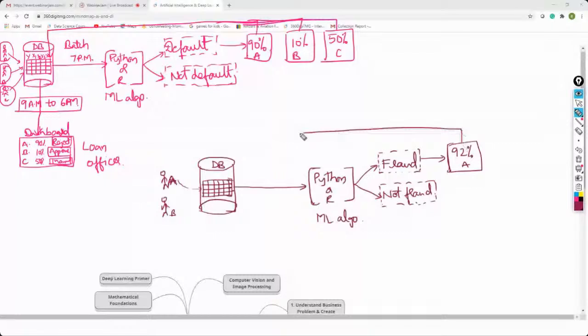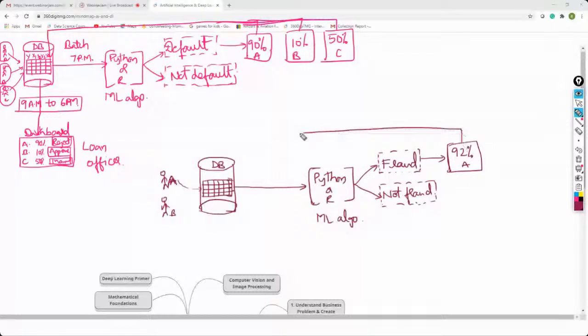Batch processing is also called offline. Real-time is also called online processing. So you'll have offline versus online. Next. That's batch processing versus real-time processing, and data types.